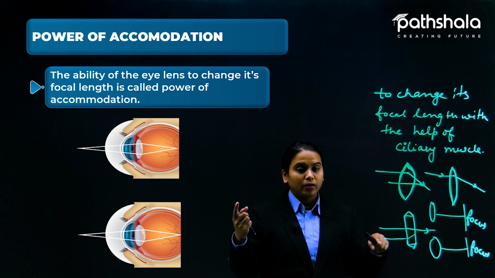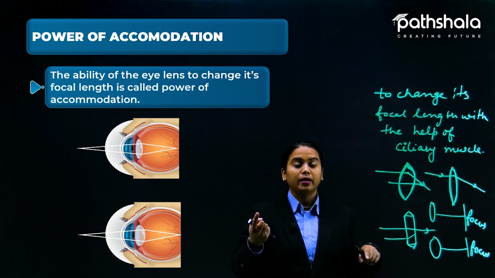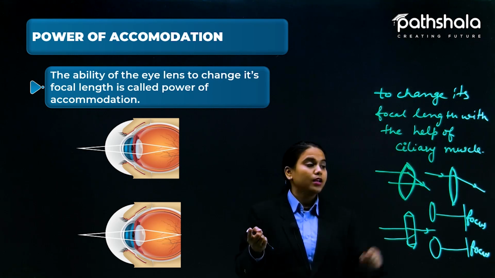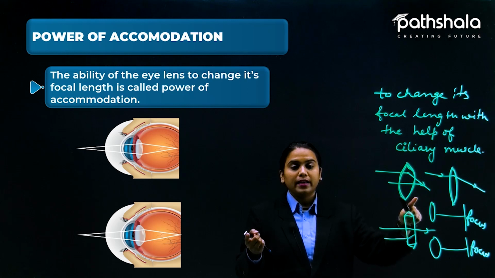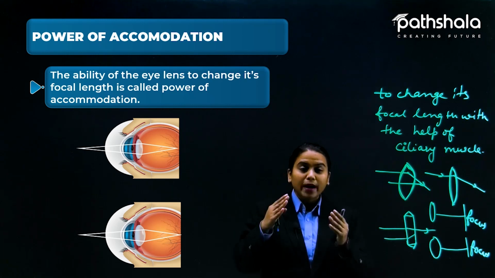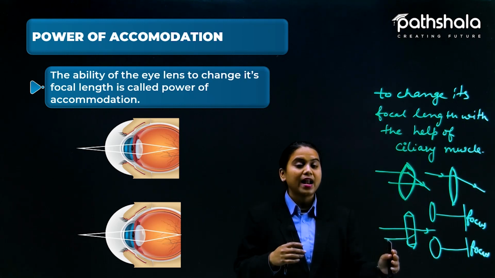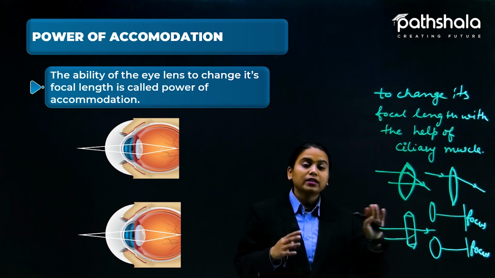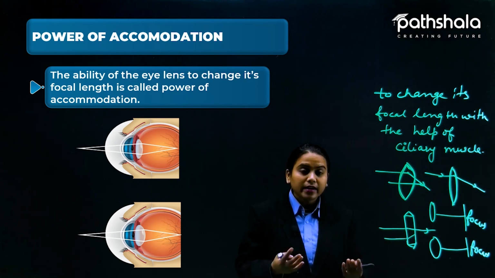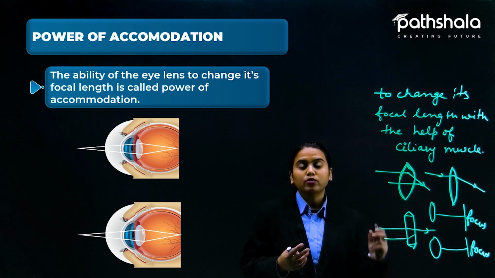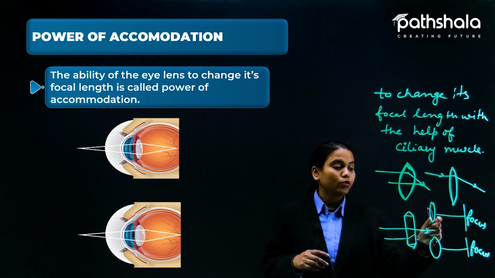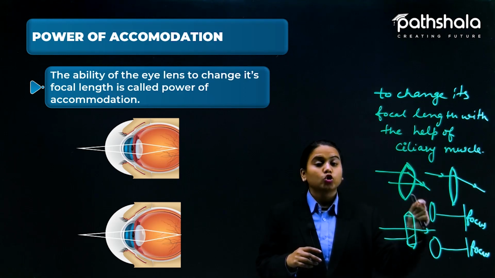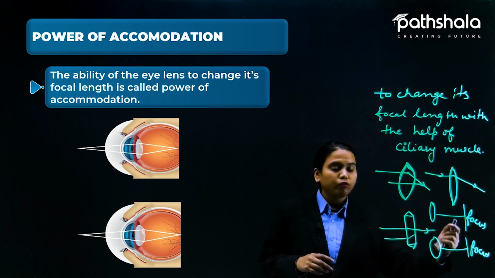That is showing the power. More power, more bending. Less power, less bending. In thick size, it is going to bend more and more so that it is going to focus earlier. Why earlier? So that the focal length could get reduced. But when it is going to less power, less power means more focal length.